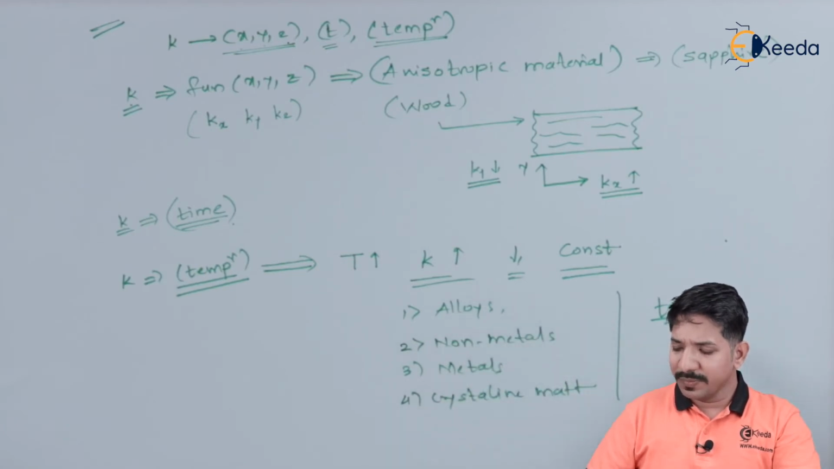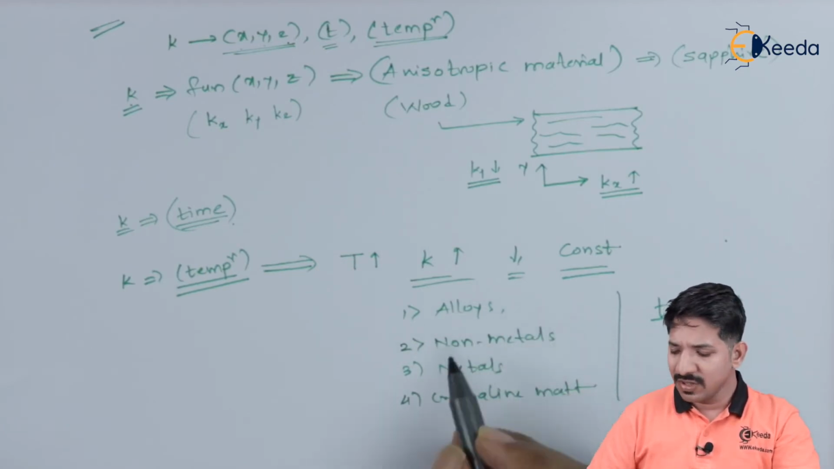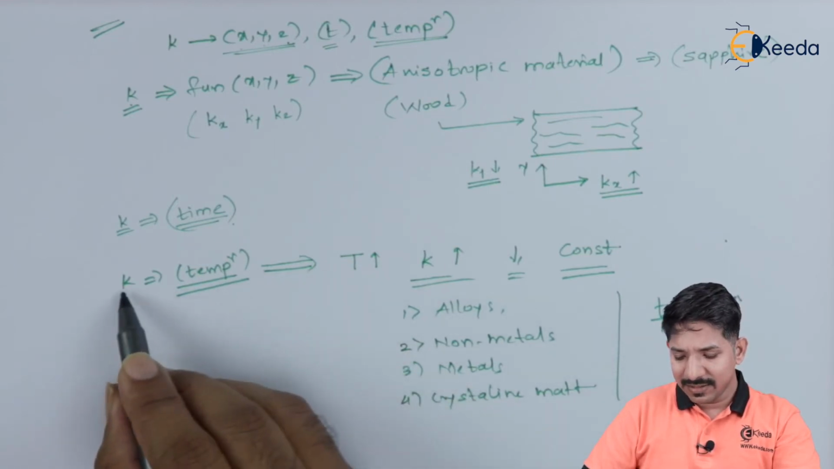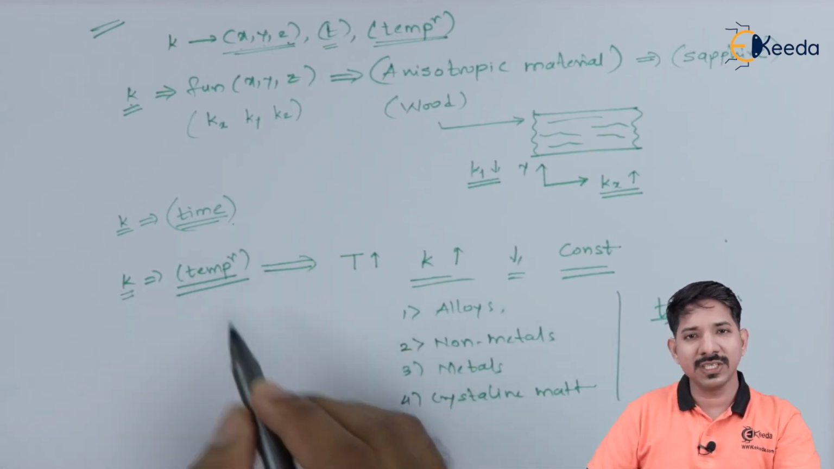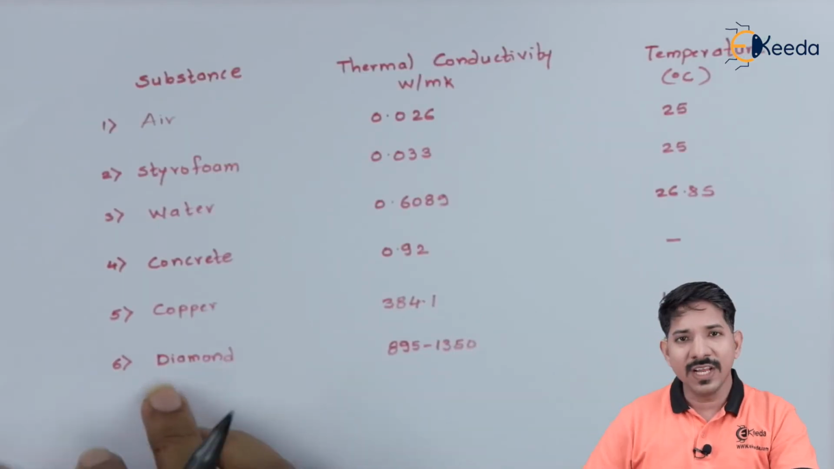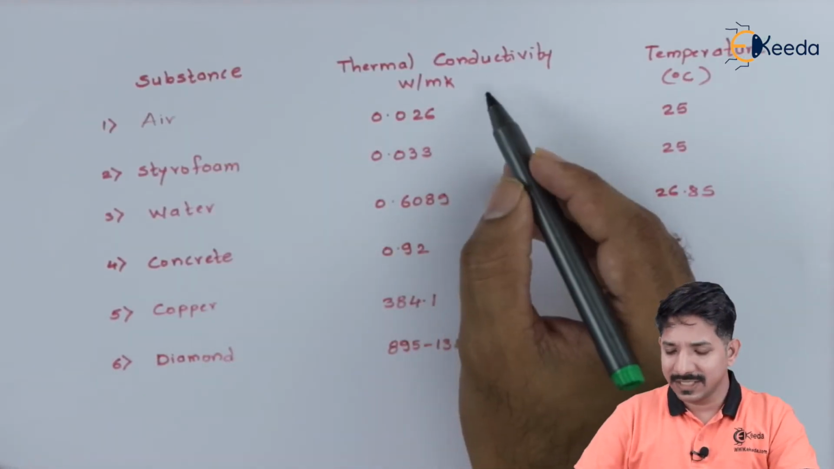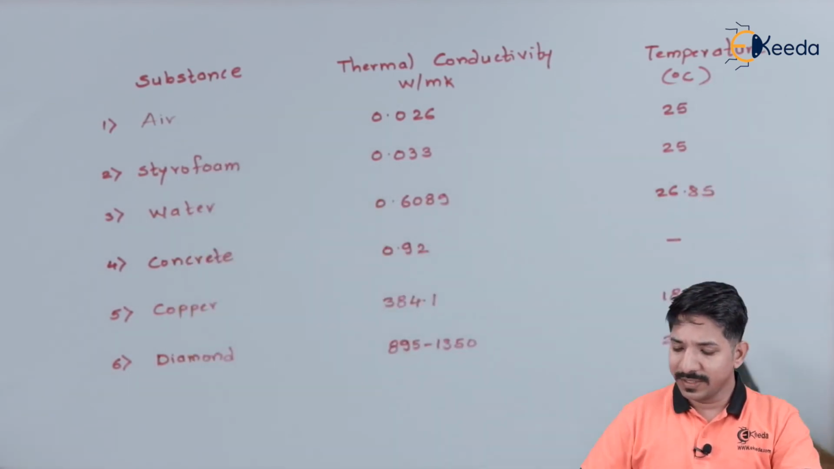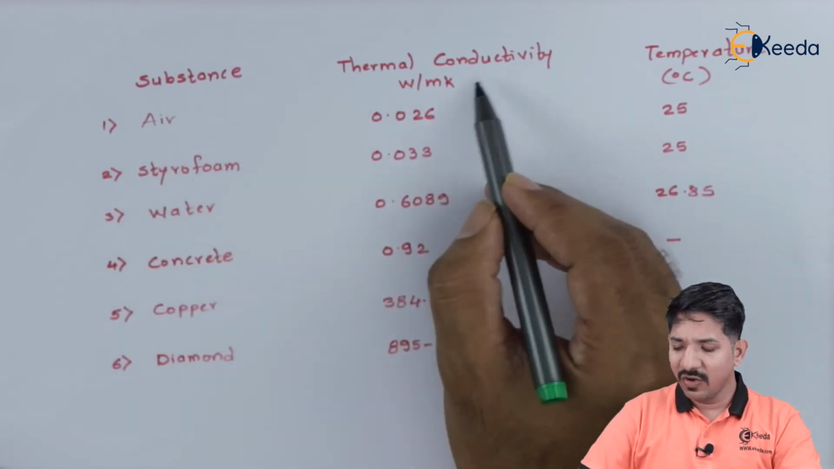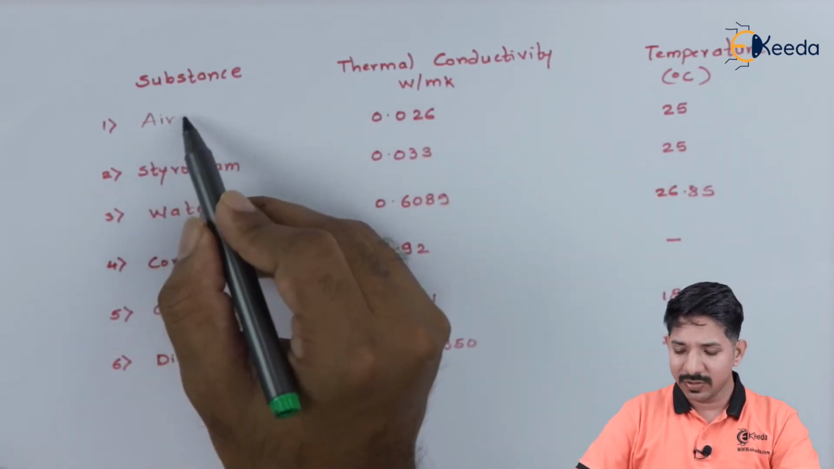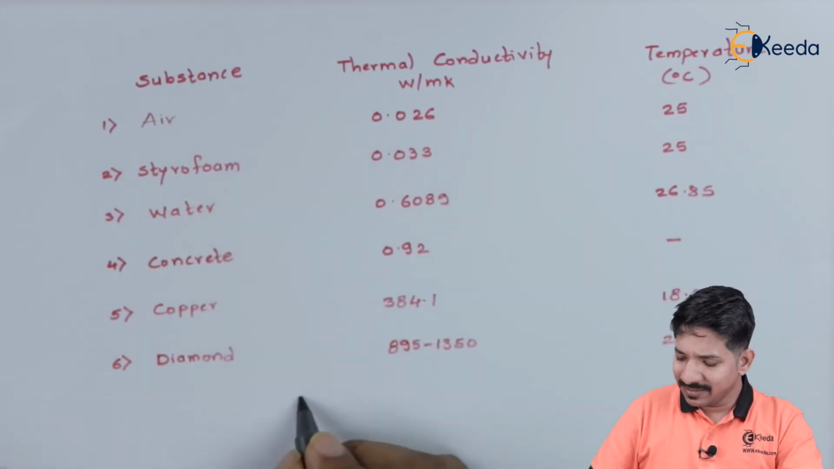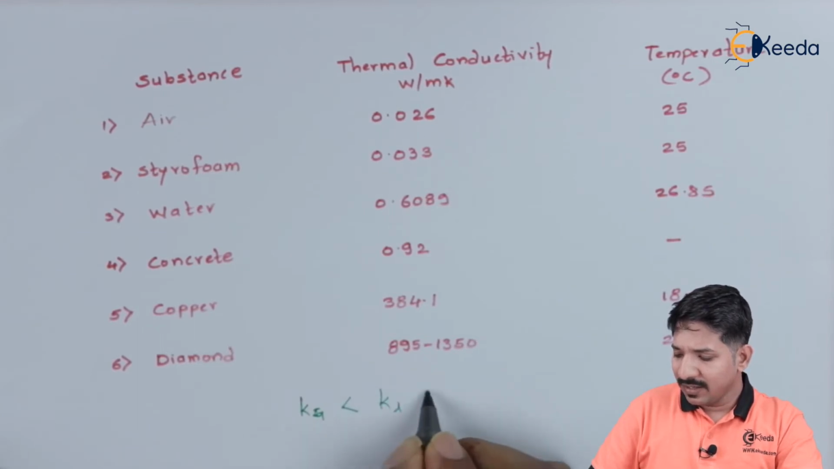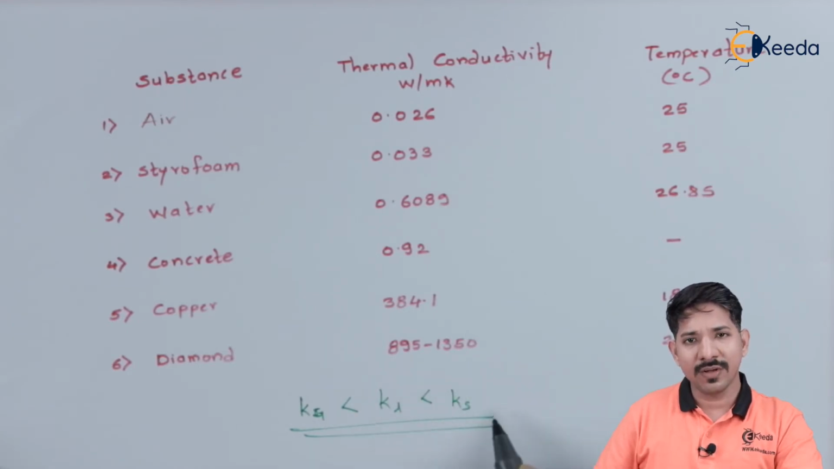So again, there are so many combinations. We are not going to look into the combinations right now. We just have to understand that the thermal conductivity may be a function of temperature in some cases. Now just to get a feel of the numbers of thermal conductivity, we have noted down 6 substances here at room temperature. For gases the thermal conductivity is low as compared to that for liquids, which is again low as compared to that for solids. This is very evident from our study.